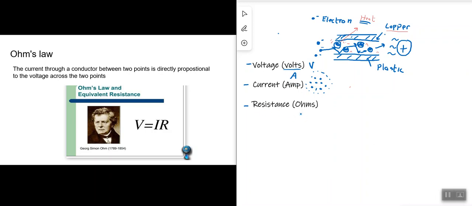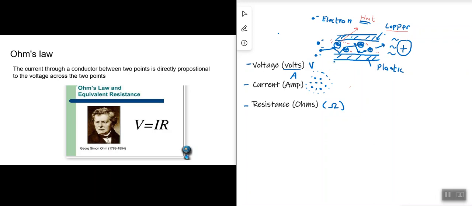And then the next one is what's known as resistance, and we measure this in ohms, and it has this kind of weird symbol. It's like a horseshoe. And this resistance basically relates to the material that the electrons are moving through. Like I mentioned, copper is a good conductor, so copper has low resistance, so it allows the electrons to easily move through it.